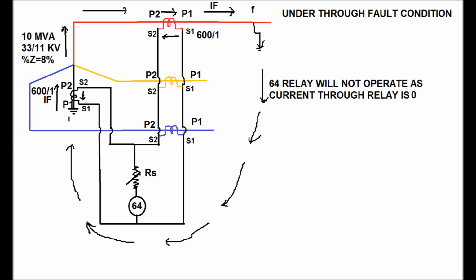Now, the direction of the current in the primary side is P2 to P1 for the phase CT, which is opposite to that of the NCT, which is P1 to P2. And therefore in the secondary side the direction of the current for the phase CT and NCT is reversed, that is for the phase CT it is from S1 to S2 and for the NCT it is from S2 to S1. Therefore the current in the relay shall be 0, and that is why the relay shall not operate under through fault condition.